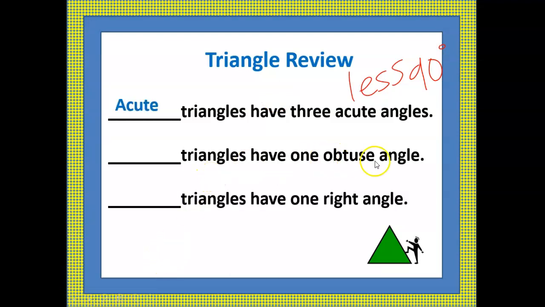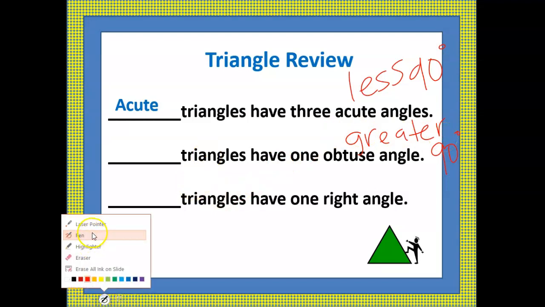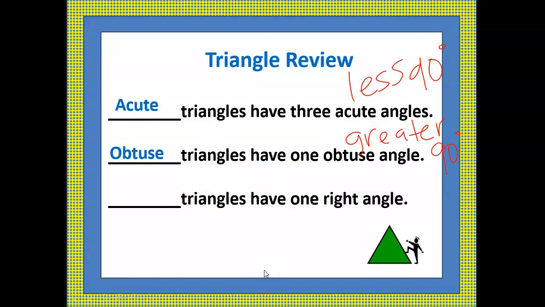If the triangle has one obtuse angle, so again, let's make a quick note on that. Obtuse is greater than 90 degrees. So if one of those angles inside of the triangle is really big, that's what we're going to call an obtuse triangle.